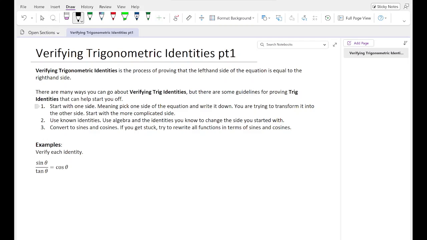First, start with one side, meaning pick one side of the equation and write it down. You are trying to transform it into the other side. Now, which side should you choose?